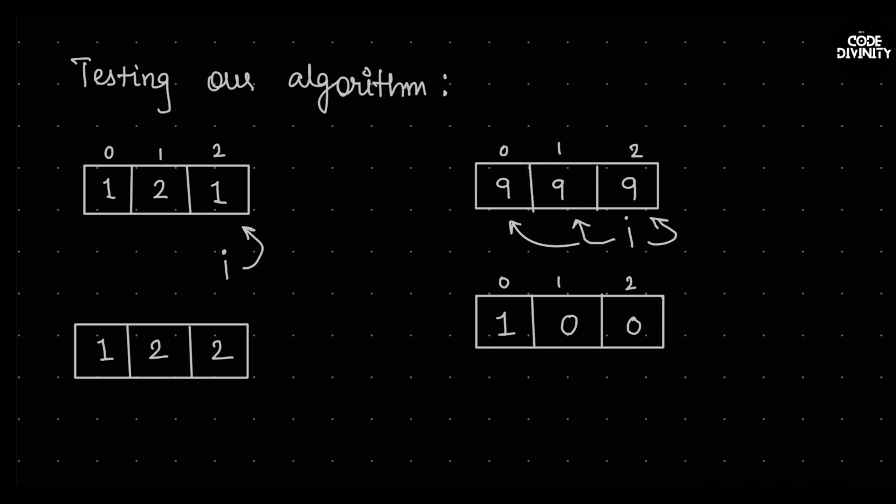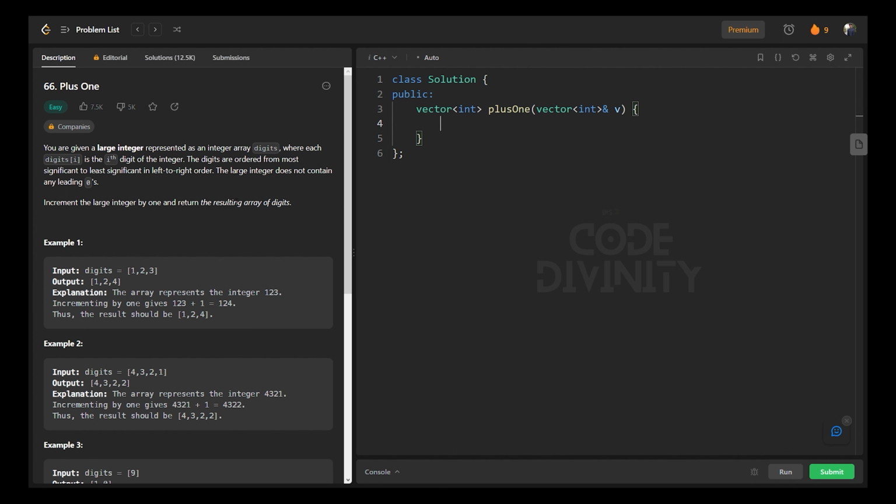And in order to compensate for the additional digit, we will push a 0 behind. Thus, we found our answer, and our algorithm is working theoretically. Let's check it out by coding it on the platform. Visit this problem from the link given in the description below.